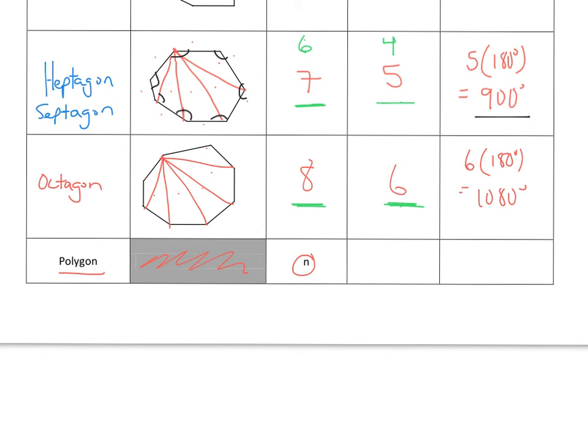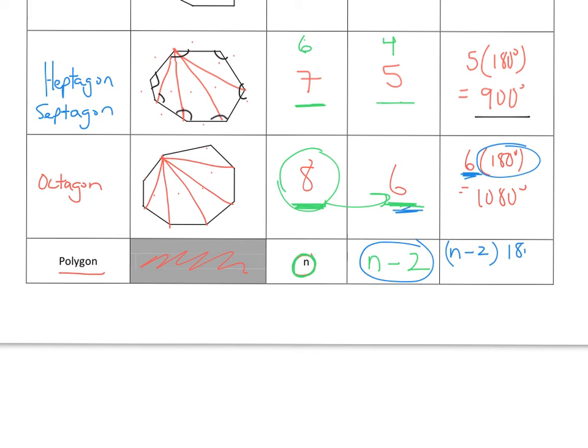So there is a relationship here. If I have n sides, and I take 2 away from it, it gives me the number of triangles. So if I have n, I'd be subtracting 2. And then, when we want to come up with our generic formula, it's the number of triangles, so n minus 2, and that has to multiply the 180 degrees. And that's how we're going to get the sum of the angles in any polygon.